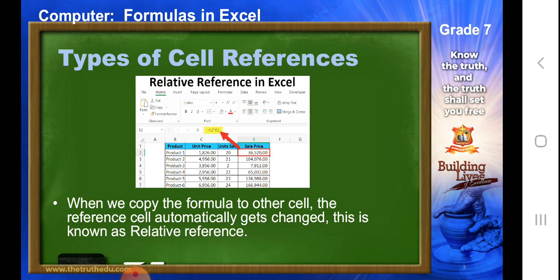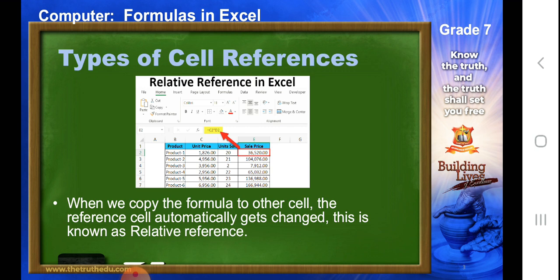Today we are going to learn about the types of cell references. So there are three types of cell references. One is relative reference, second is absolute reference, and third is the mixed reference. So let's first start with the relative reference of cell. Now what is relative reference?